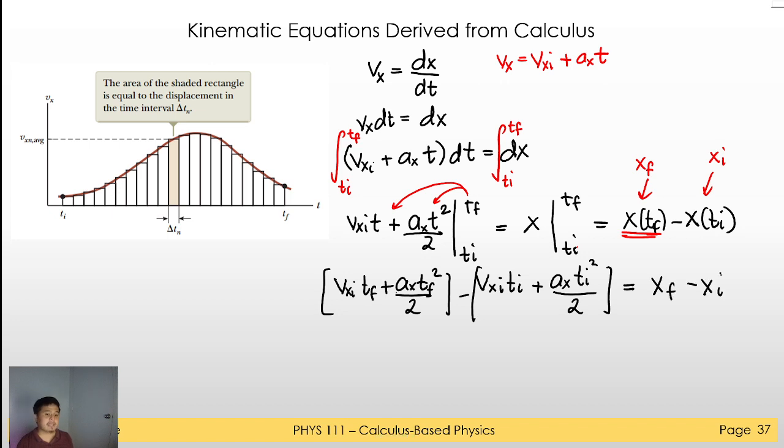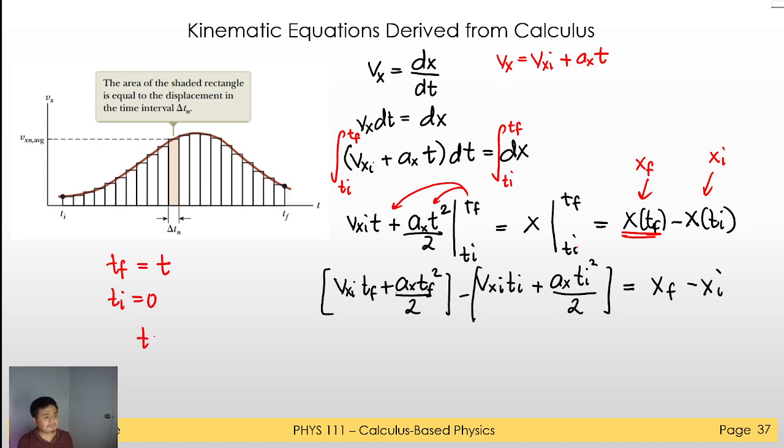minus xi. Another assumption here is that we can simplify the final and the initial time by saying that the final time is just, let's say, t, and the initial time, the reference time, is always 0.